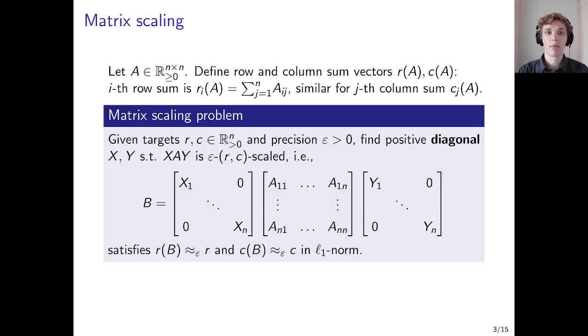Then the matrix scaling problem is the following. Given two target vectors r and c, both of length n, and a precision epsilon, I want you to find positive diagonal matrices x and y, such that if I look at the matrix B, which is given by left multiplying A with x and right multiplying A with y, then B has row sums approximately r and column sums approximately c, where approximately means epsilon close in L1 norm. So the main goal of this talk is to explain to you how to get a quantum speedup for matrix scaling.